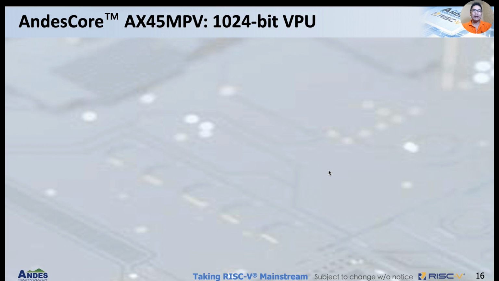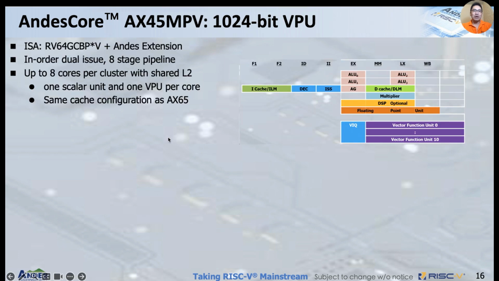The second generation Andes vector processor is the X45MPV, which extends the VPU support up to 1024 bits. The scalar processor design is similar to the other 45 series cores, and it supports the RV64 GCBPMV extension and also the Andes extension. It's an in-order dual-issue 8-stage pipeline design. In a cluster, it can support up to 8 cores per cluster with shared L2 cache, and each core has a scalar unit and one VPU unit.